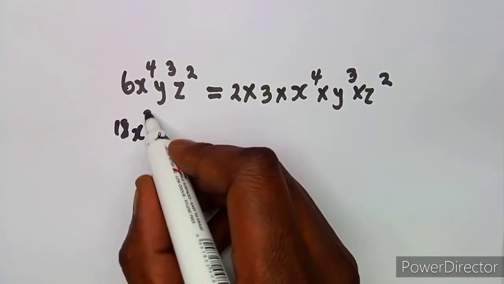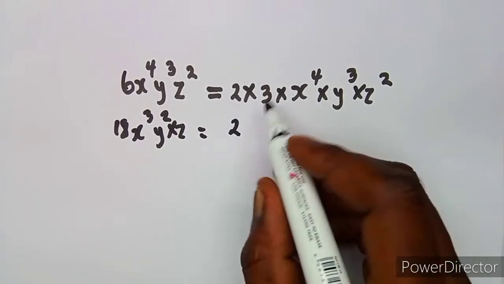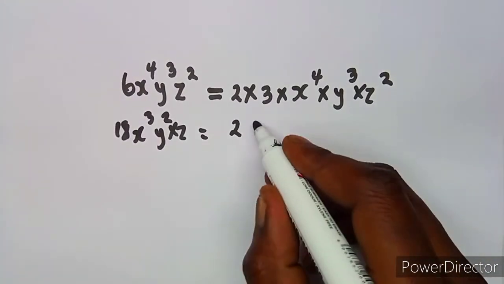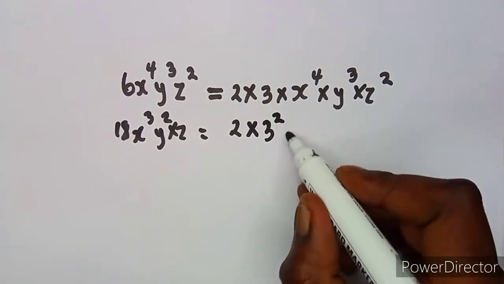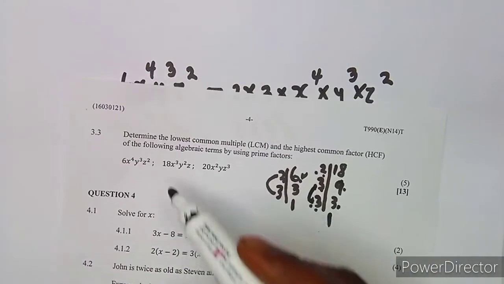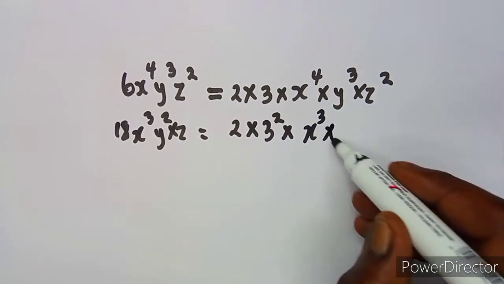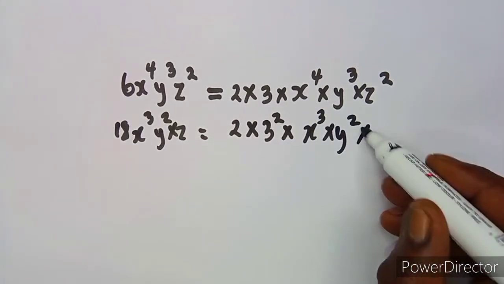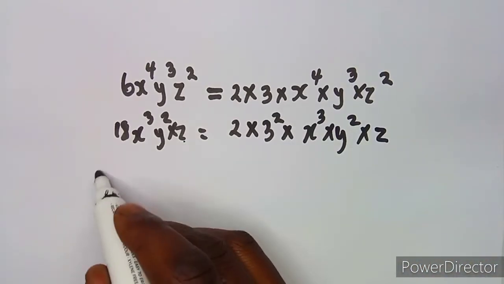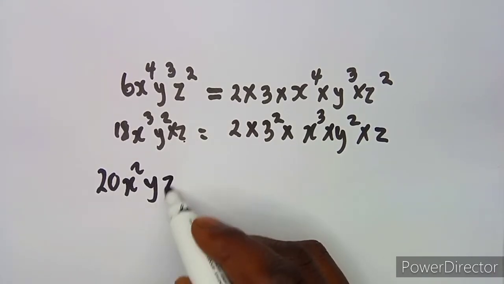x cubed, x to the exponent of 3, y to the exponent of 2, z, which we said is 2 times 3 times 3. I'm going to write 2 times 3 times 3, or you can just write it as 2 times 3 squared. 3 times 3 is the same as 3 squared. Then this part remains as it is, times x to the exponent of 3 times y to the exponent of 2 times z. All right, we have the last term, which is 20 x squared y z cubed, like this.